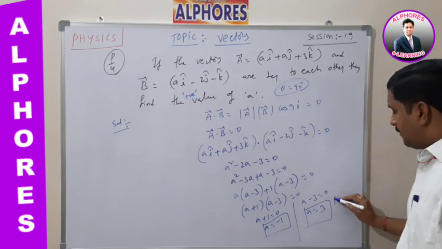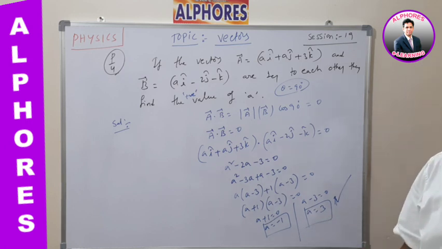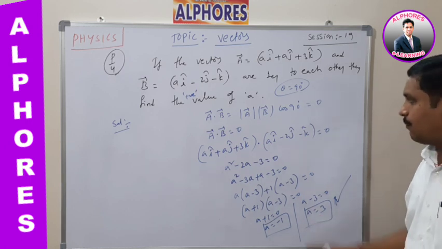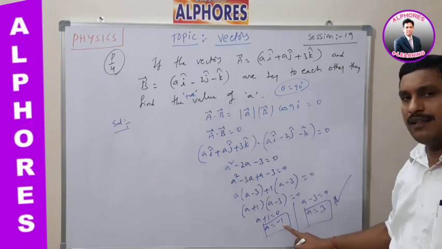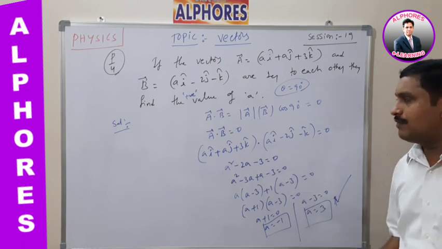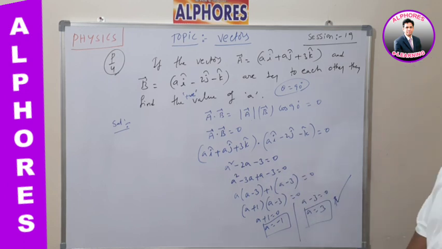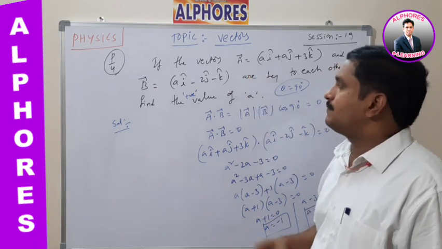What is the answer here? 3. A is equal to 3 as per the condition. Now please write this down. Otherwise, sometimes they ask for the negative value of A, which is minus 1. Write it down. So this is an important problem which is based on the perpendicular, meaning the two vectors are orthogonal.